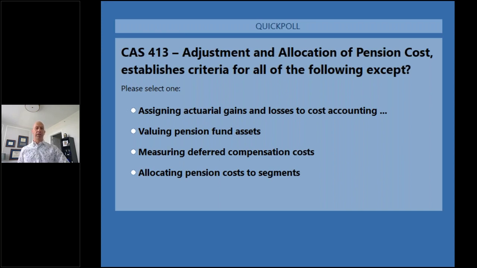CAS 413, the adjustment and allocation of pension costs, establishes criteria for all of the following except A, assigning actuarial gains and losses to cost accounting periods, B, valuing pension fund assets, C, measuring deferred compensation costs, or D, allocating pension costs to segments. Okay, very good. Thank you for reading those off. When I launch the quick poll, I don't have the screens up on my slide. So hopefully everyone's having good success responding to that. We're going to close this down in a few seconds. All right, share those results.